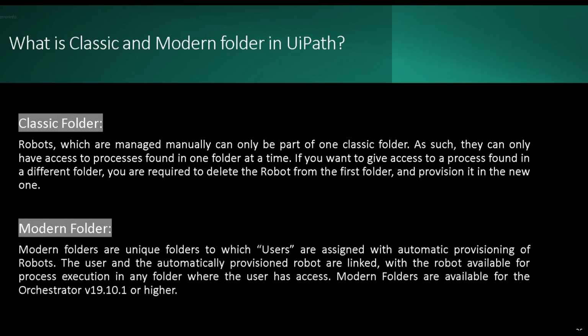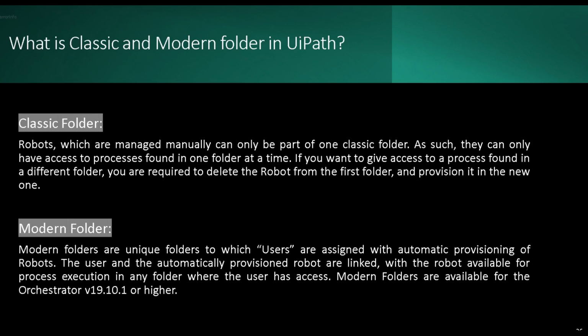Okay, so what is the benefit of a modern folder? Modern folders are unique folders to which users are assigned with automatic provisioning of robots. The user and the automatically provisioned robot are linked, with the robot available for process execution in any folder where the user has access. Okay, so modern folders are available for Orchestrator version 19 plus. When 19 plus, you can get the modern folders. So that is the difference between classic folder and modern folder.